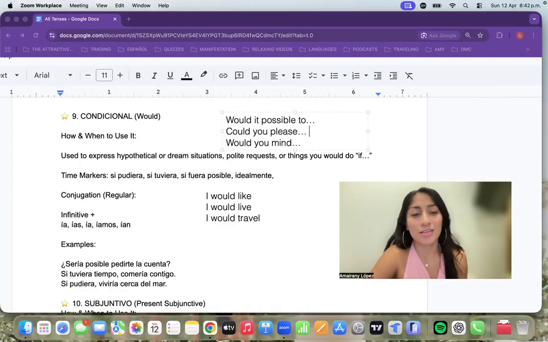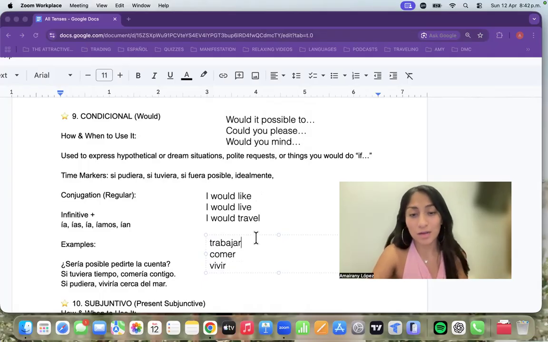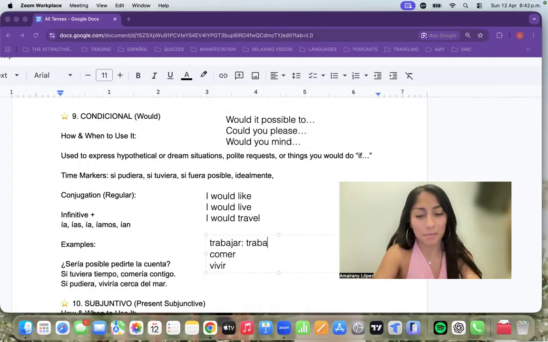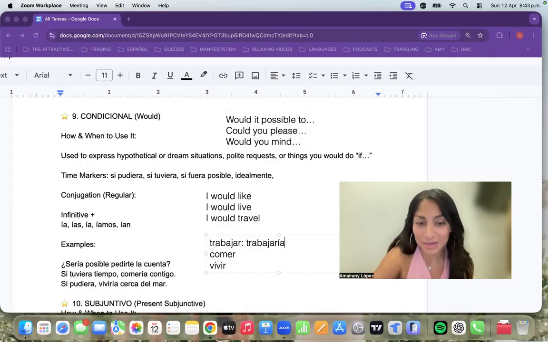So the time markers are si pudiera, si tuviera, si fuera posible, idealmente, okay? And the way that we are going to use it is also really, really cool, because you are going to only use the infinitive verb, which is the verb in its natural form: trabajar, comer, vivir. And you're going to add the ending, okay? So I would work would be trabajaría. Okay, you would work, trabajarías, she would work, trabajaría, we would work, trabajaríamos, they would work, trabajarían.